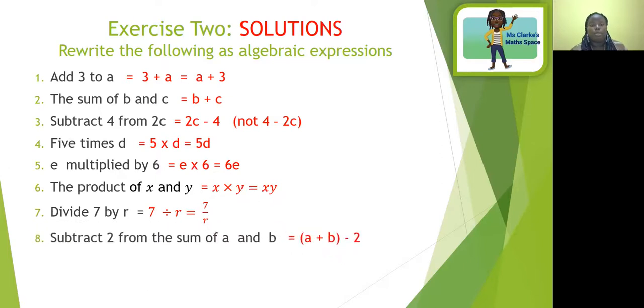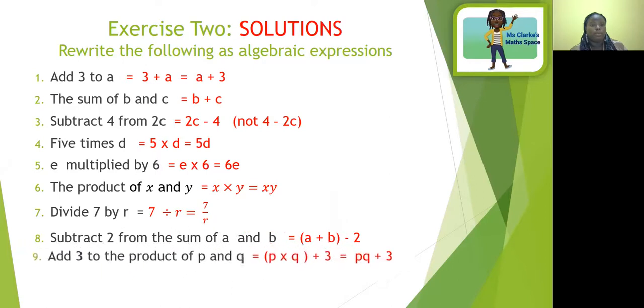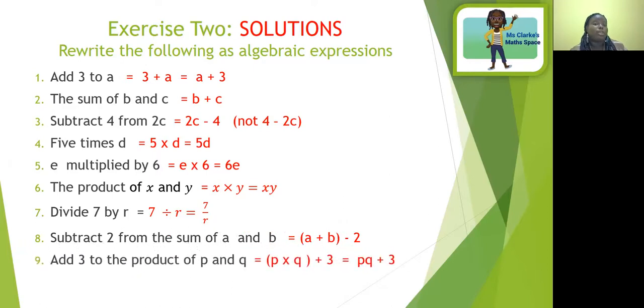Subtract 2 from the sum of A and B. So we find the sum of A and B, which is A plus B, which we put in brackets. And now we take away 2. Question 9, add 3 to the product of PQ. So we find the product of PQ, which is P multiplied by Q, and then we add 3. And then we know that P multiplied by Q is the same as saying PQ. So your final answer would be PQ plus 3.